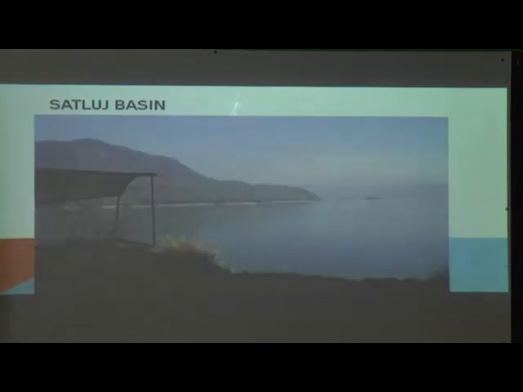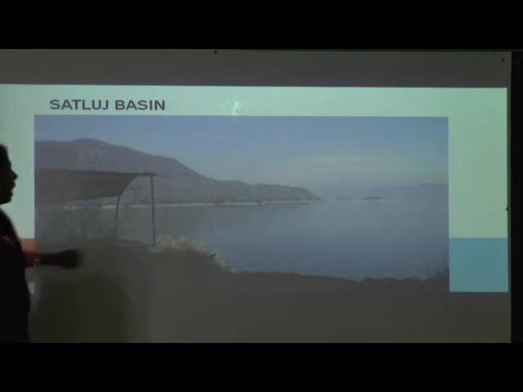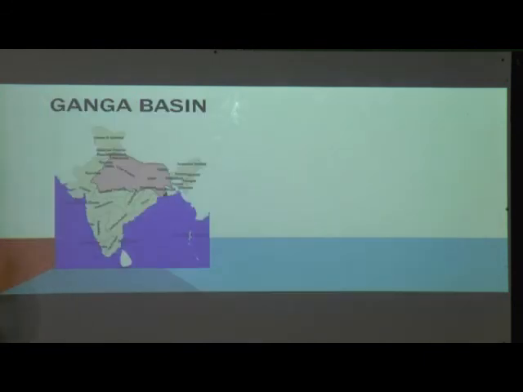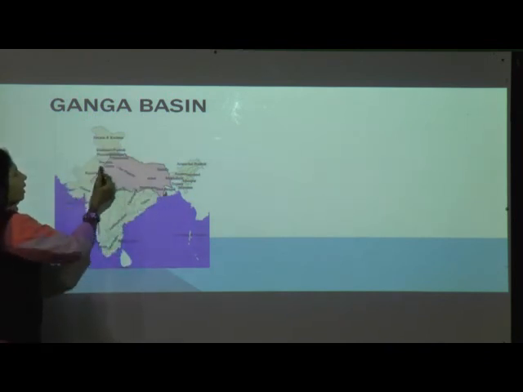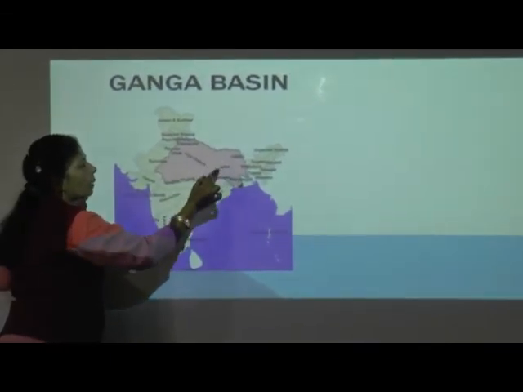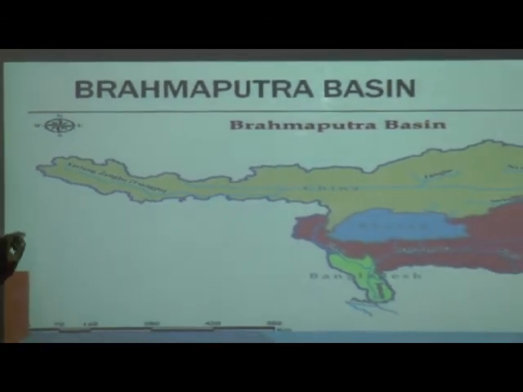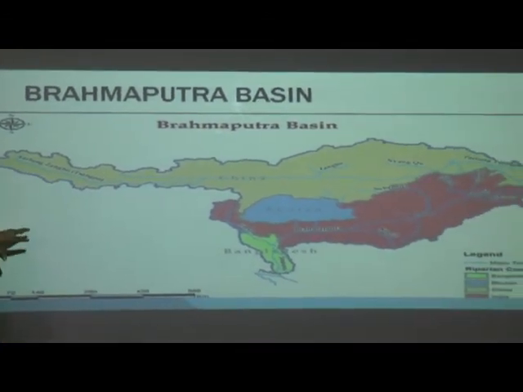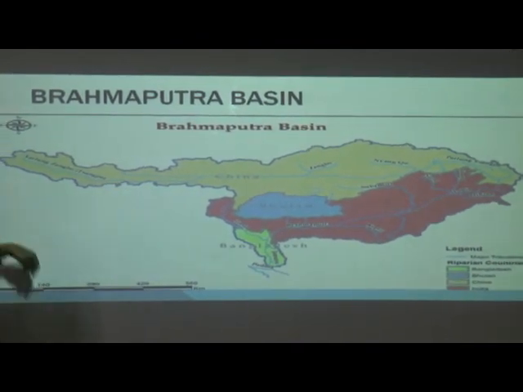Okay, now let's come to the Satluj basin. Can you see this? A big river, it is the Satluj basin. Now we are going to see the Ganga basin. Can you see this India map here, and the shaded area in pink color? It is all about the Ganga basin. Now come to the Brahmaputra basin. Can you see this? It starts from here and goes to here.